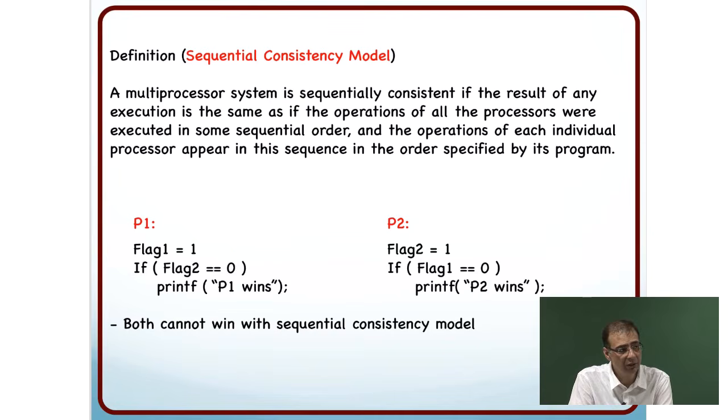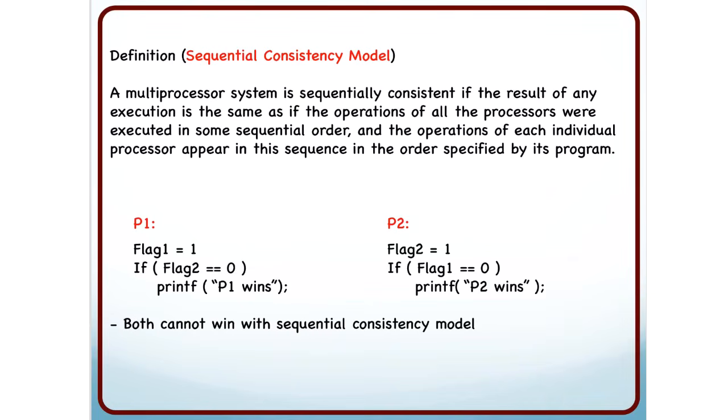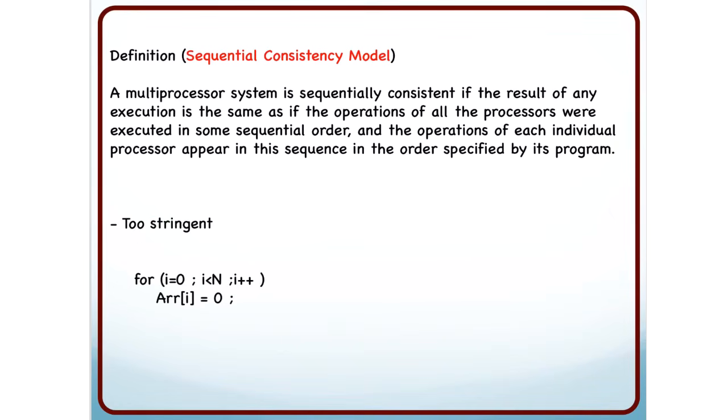And why is it stringent? Because the moment I write flag 2 equal to 1, I want it to be visible to the other processor. The moment I write flag 1 equal to 1, I want it to be visible to the other processor, right? I want any updates to be immediately visible because the other processor may access them. It leaves no scope for the compiler to do optimizations, very little scope. So here is one problem. Why is it so stringent?